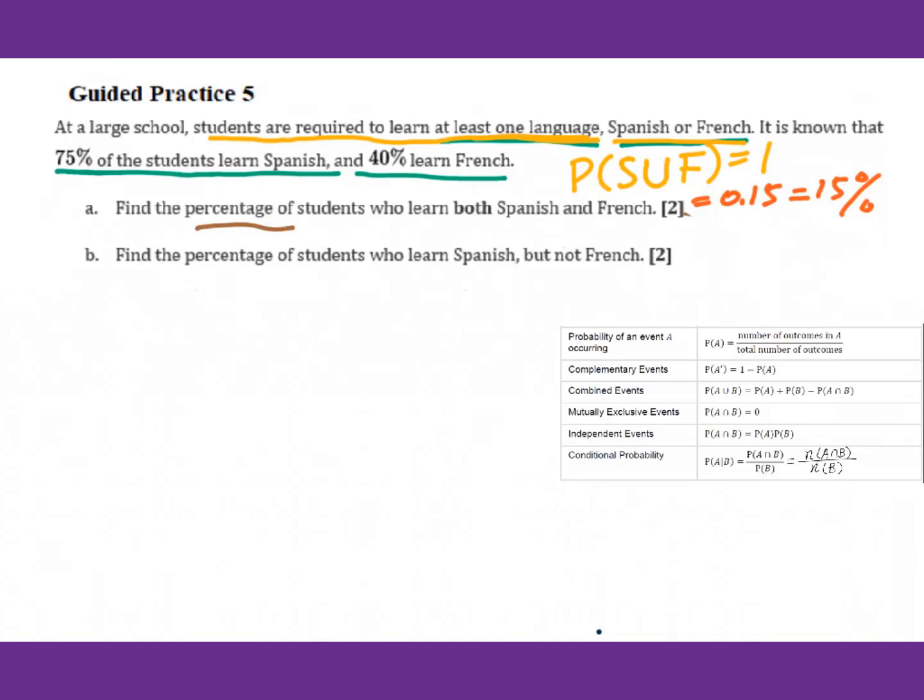For B, who learn Spanish but not French, which means you use this Spanish, that will be 0.75. You minus both Spanish and French. That means they only learn Spanish. So you get 0.60, means 60%.